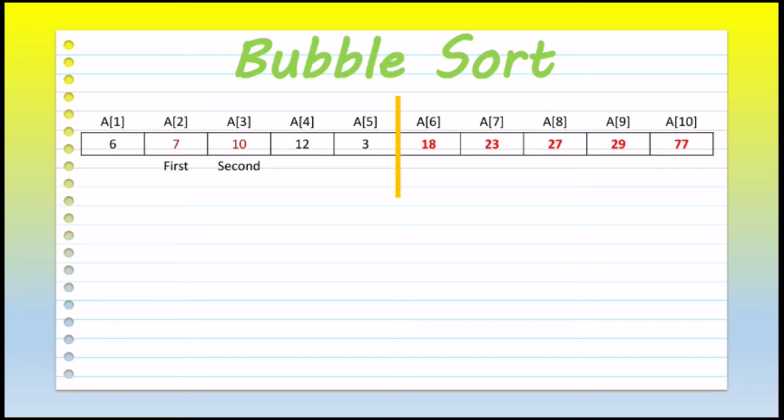So go for the next two adjacent elements. So 10 is greater than 12? No. Again the condition is false. So go for the next two adjacent elements. So 12 is greater than 3? Yes, the condition is true. So exchange the elements. So 3 will go to the 4th position and 12 will go to the 5th position. So now we have got the 6th maximum element from the given list, and it will be in the sorted list.